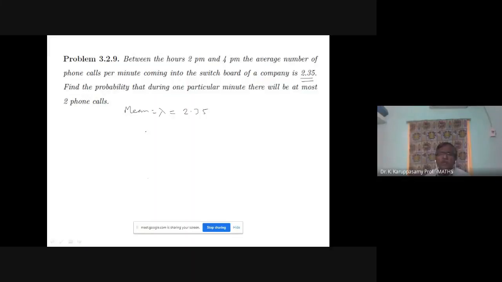Find the probability that during one particular minute there will be at most 2 phone calls. The information given is for every minute. Every minute we receive 2.35 calls, so lambda equal to 2.35. First we will write the probability mass function. The Poisson distribution word is not mentioned anywhere, so based upon the nature of the problem, you decide.